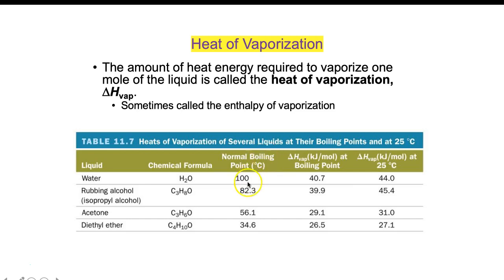We saw earlier, boiling points are becoming lower, which means the intermolecular attractive forces are weaker as we go down. We saw that with melting point. Heat of vaporization at the boiling point, the highest is water. The next is the alcohol. You notice these are going down, same way these are going down. So this is giving us a good idea about intermolecular attractive forces as well, because you're separating these molecules from each other, which means you're overcoming those intermolecular attractive forces.